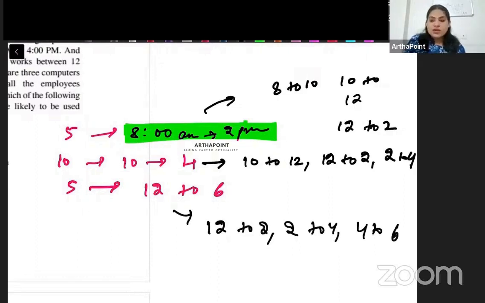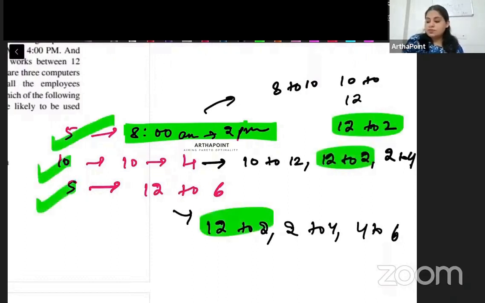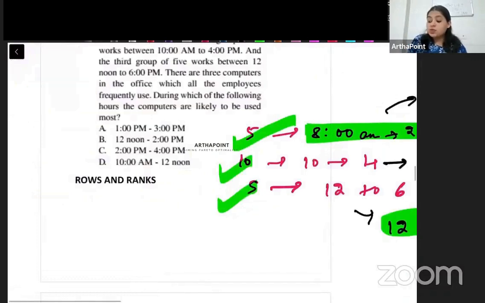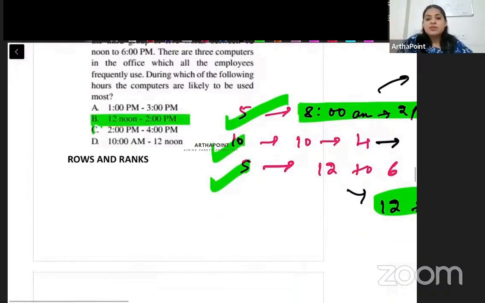So if you notice beta, between 12 to 4 all employees are there in office. Between 12 to 4 everyone is there in office. So 12 to 4, 12 to 2. Between 12 to 2 everyone is there in office. So 12 to 2 is the most frequent period. So answer will be B. Okay.